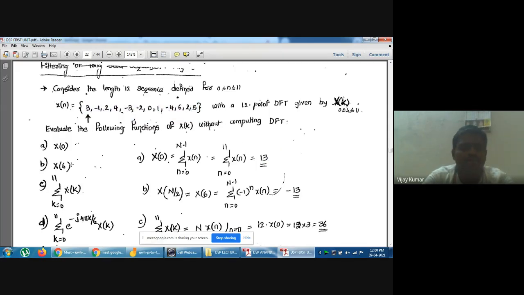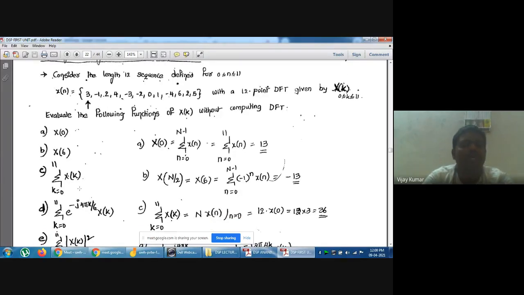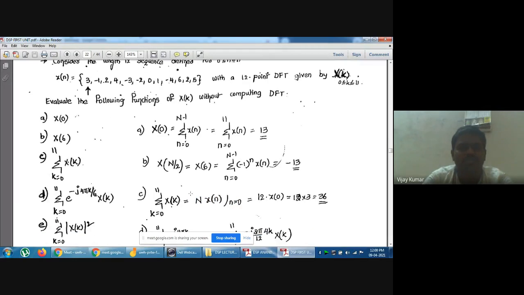X of k equal to n by 2, that is x of 6, alternate minus plus. Doing the manipulation, you will get minus 13. Next value, sum of all values of x of k without computing DFT. We know that this is equal to n into small x of 0. That is 12 into x of 0, that is 12 into 3, which is 36.